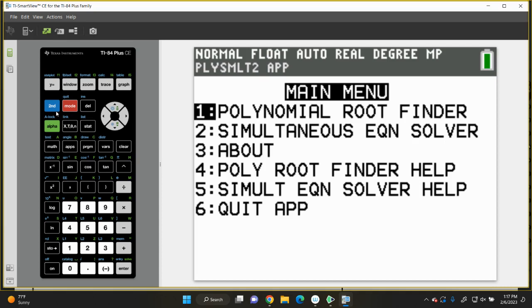Gabby, it won't work because yours is too old. I'm sorry. How do you copy stuff over? There's a link command. So you go to link on both of the calculators. That's cool.